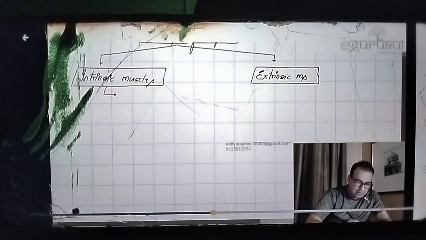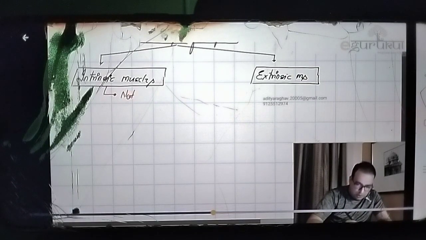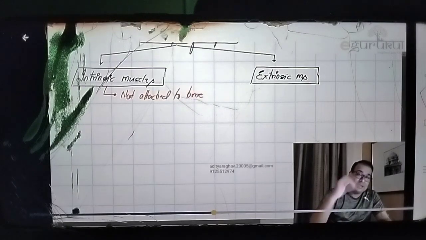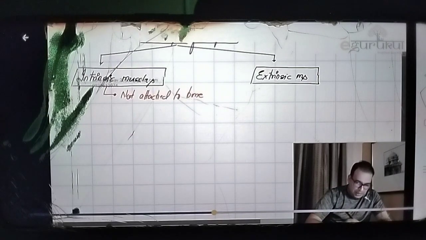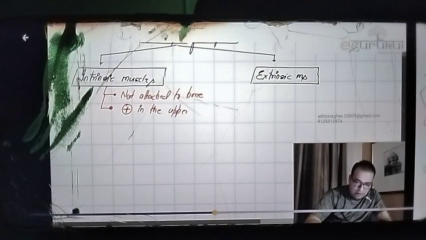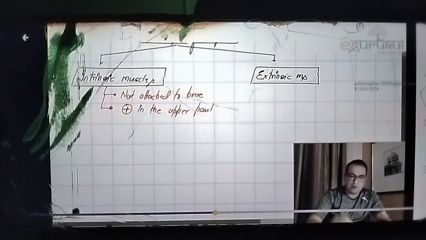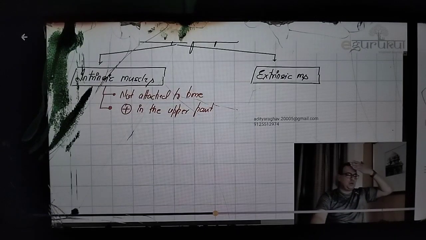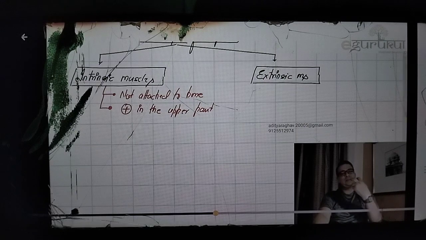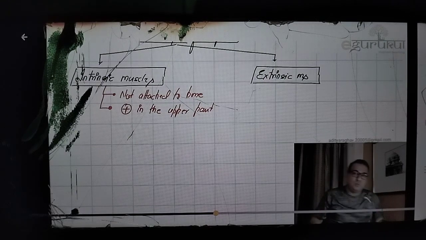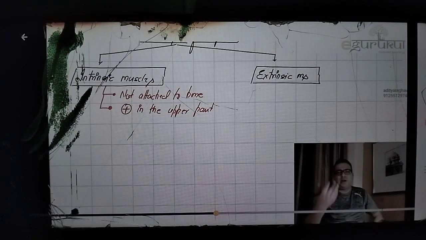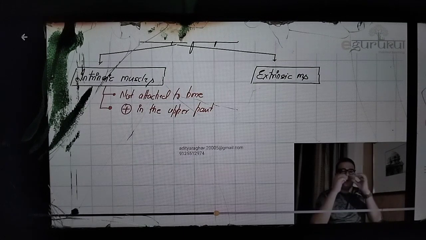A few points about the intrinsic muscle: number 1, they are not attached to bones. That's why they are intrinsic. They're inside the tongue only, so they're not attached to bone. And the second important thing is they are present in the upper part of the tongue. If you take a coronal section of the tongue, you will see that the intrinsic muscles are present in the upper part. Most of the extrinsic muscles are present in the lower part. They spread into the upper part of the sides also, but the intrinsic muscles are in the upper part, and the extrinsic muscles are present in the lower part.